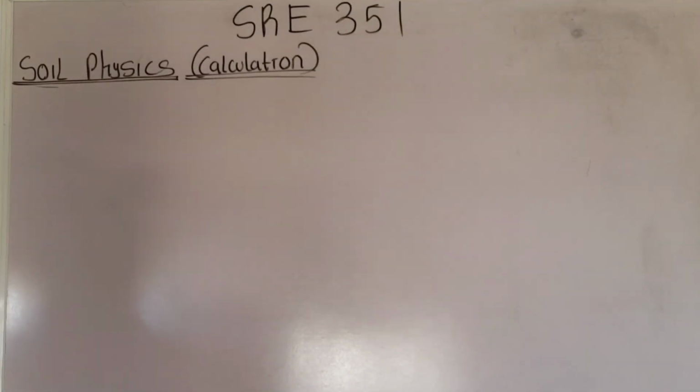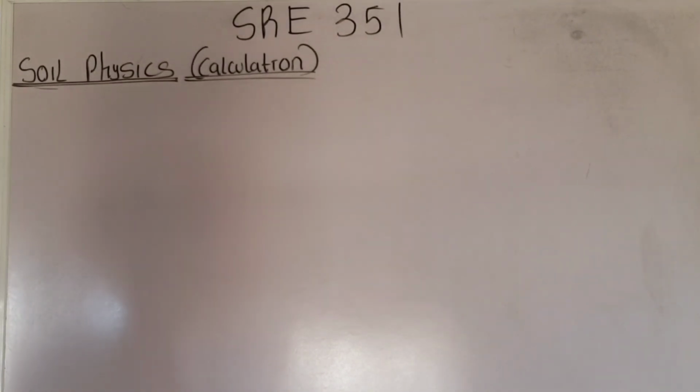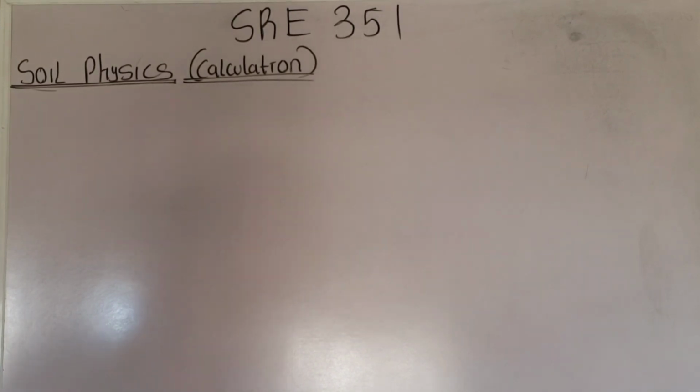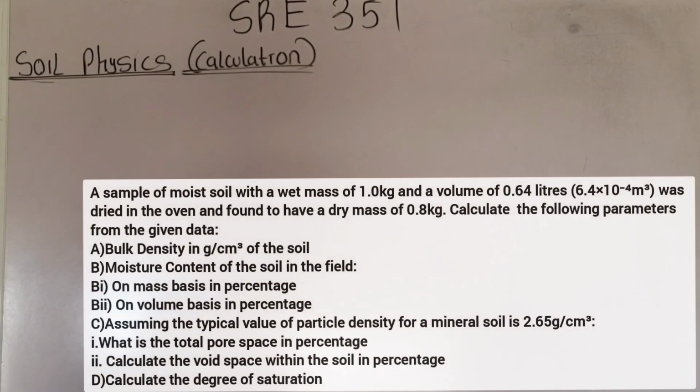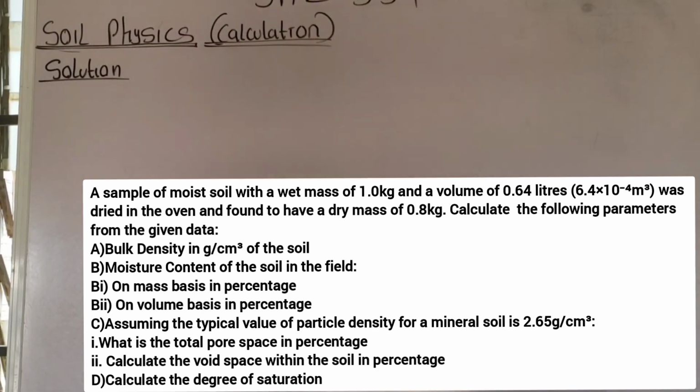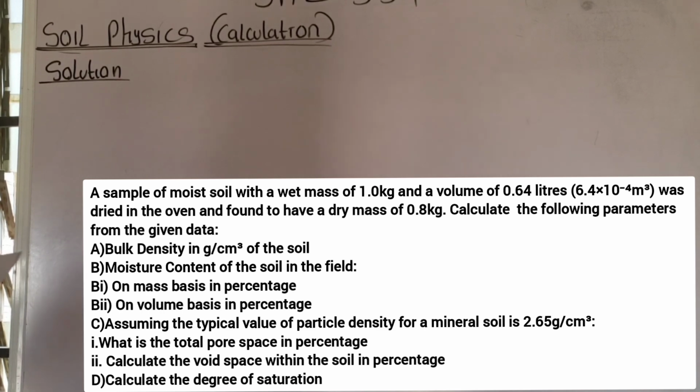In this class, we're going to go over calculation on soil physics. Okay, let's take the question. A sample of soil with a wet mass of 1.0 kilogram and a volume of 0.64 liters was dried in the oven and found to have a dry mass of 0.8 kilogram. From the given data, calculate the bulk density in gram per centimeter cube of the soil.